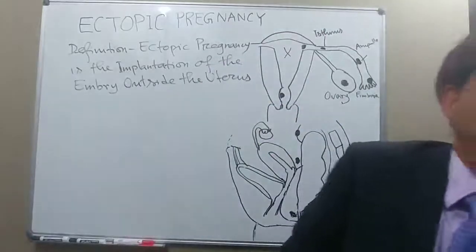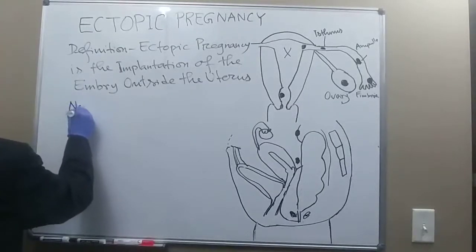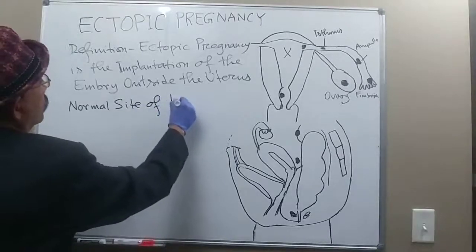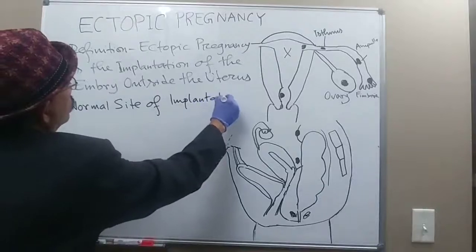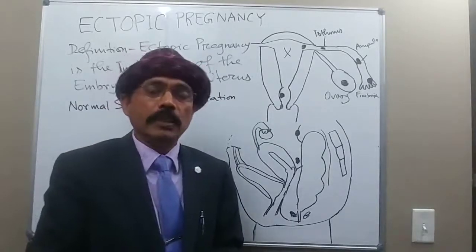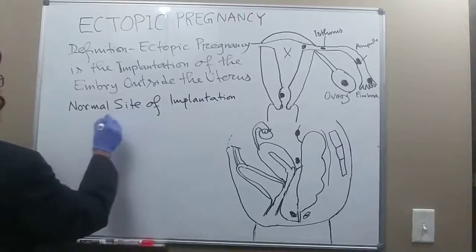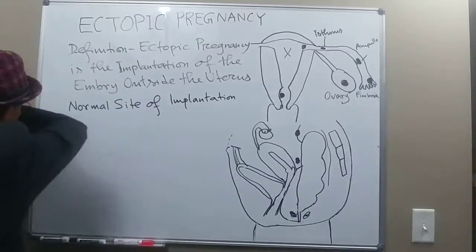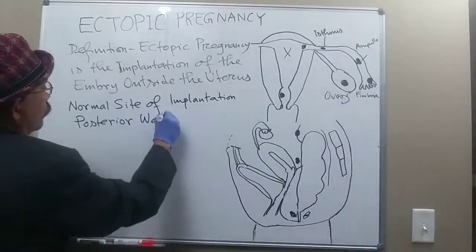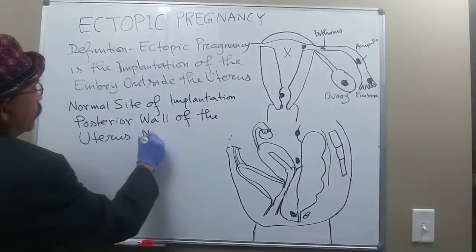Now you have to know what is the normal site of implantation. The blastocyst implants in the uterus, usually in the posterior wall near the fundus. Okay, the normal site of implantation is the posterior wall of the uterus, near the fundus.